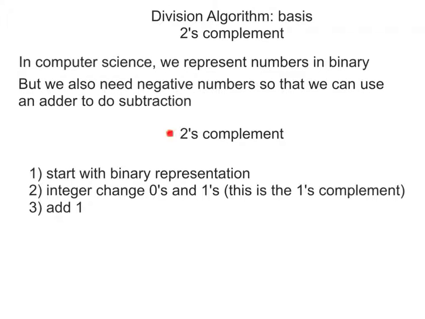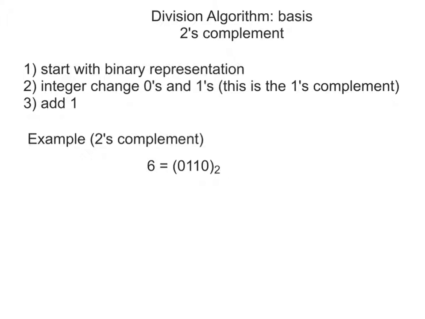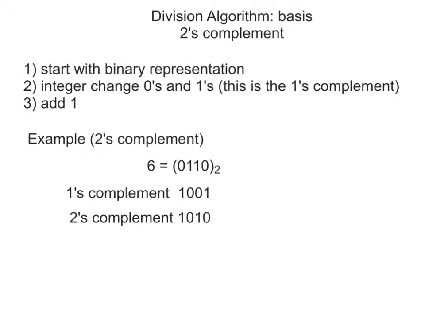The way we find a 2's complement, or a negative of a number, is we start with the binary representation, then we interchange zeros and ones. This is known as the 1's complement, and then we add 1. So I fixed this to say interchange. Our example is going to be 6. A binary representation is 0, 1, 1, 0. Now we interchange the zeros and ones, so our 0 becomes 1 and our 1's become zeros. That's the 1's complement. Last, we add 1 to our 1's complement to get our 2's complement.